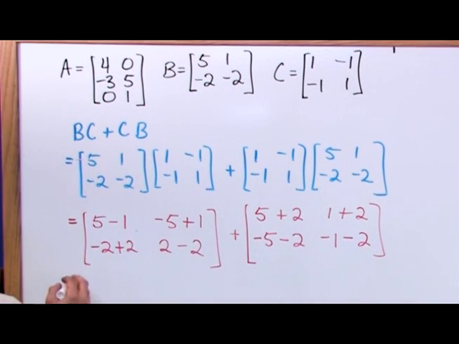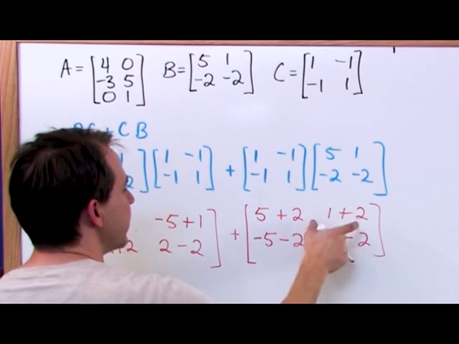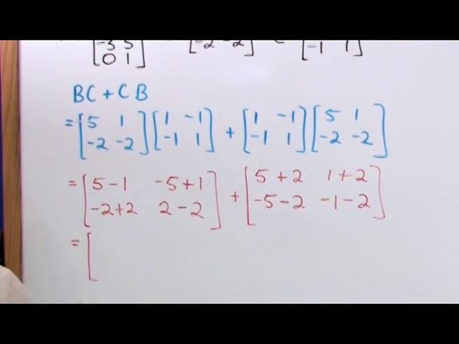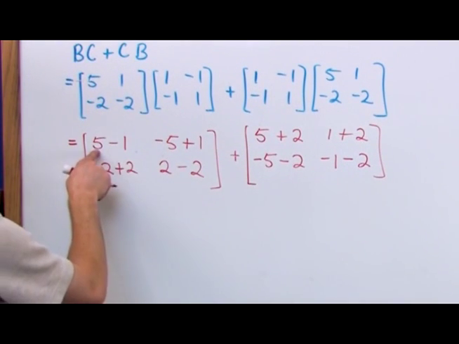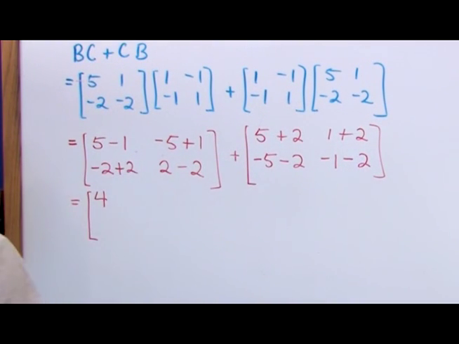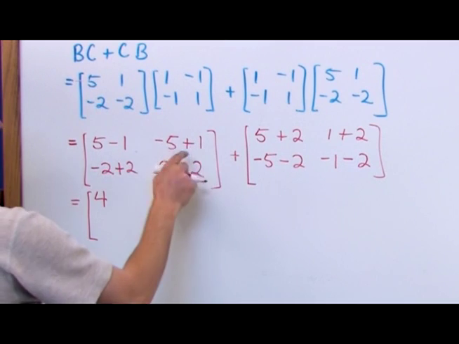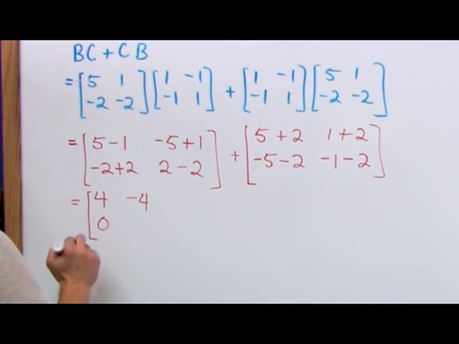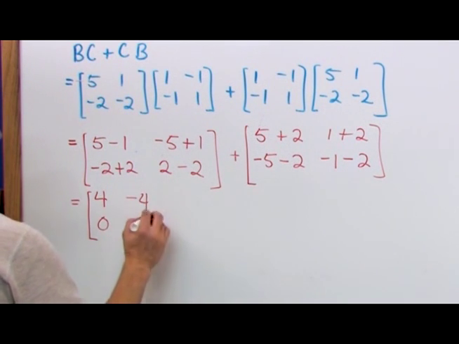So we've done all of our matrix multiplication. This is a number, this is a number, this is a number, this is a number, and so on. So let's go ahead and do this addition down here inside of the matrices and get it all squared away. 5 minus 1 gives me 4. Okay. Over here, negative 5 plus 1 is negative 4. Okay. Over here, you get 0. Over here, you also get 0.